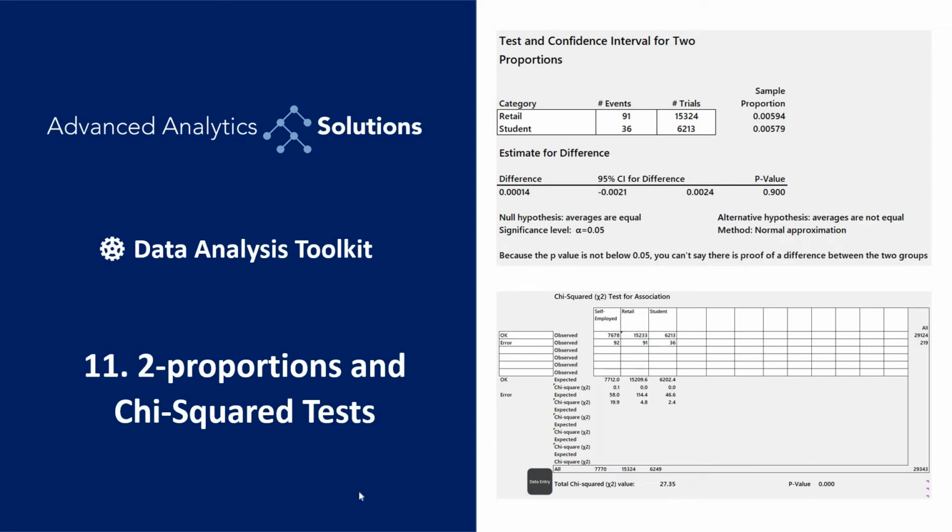In this video, we'll look at the two hypothesis tests that the Data Analysis Toolkit offers for discrete data, a two proportions test and chi-squared.